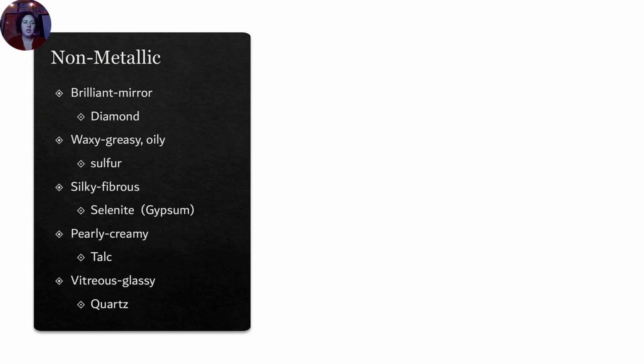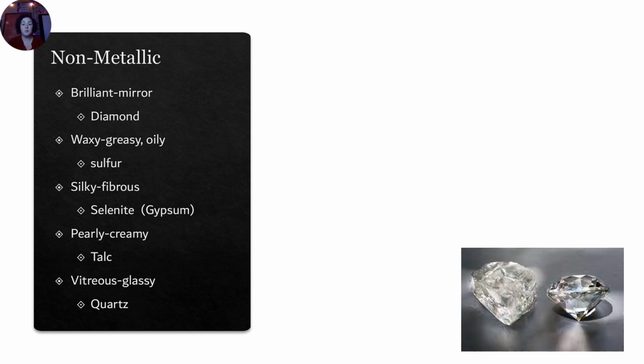So when we're talking non-metallic, we are talking about a bunch of kind of different looking things. So if we're thinking brilliant, we're thinking a diamond. Like, you imagine how a diamond shines when the light is shown on it.